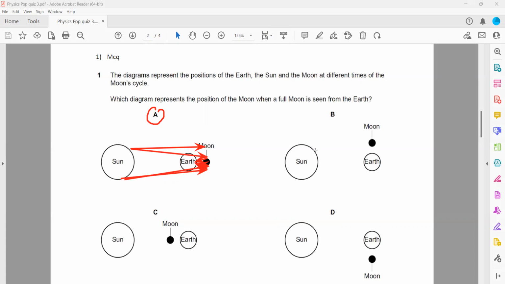But here, what will happen? A smaller proportion of light is reflected. And if the same question was there for a new moon, position C is for new moon. For a full moon, the Earth should be in the center and the moon on the other side, so we can see the maximum size of the moon. That's why A is the right answer. Is this one clear?